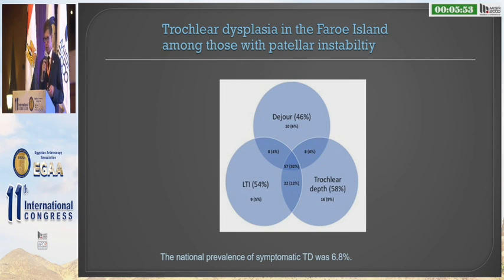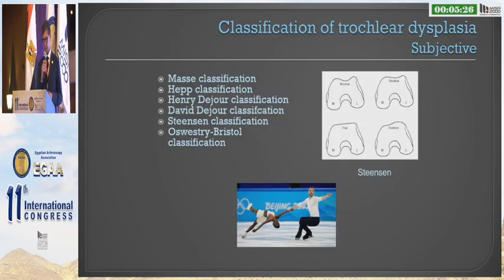Trochlear dysplasia was found in about 32% of the population, depending on how you define trochlear dysplasia. It's different if you use the Dejour classification, if you use the lateral trochlear inclination angle, or if you use the trochlear depth. And I'm not aware of which way to define this is best.